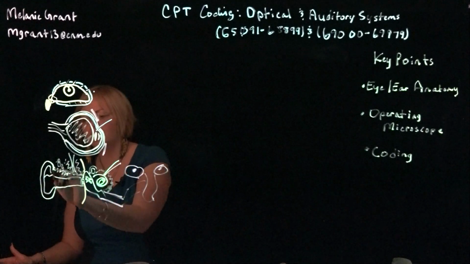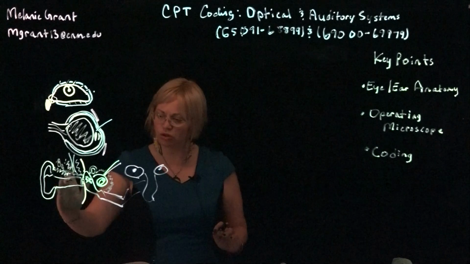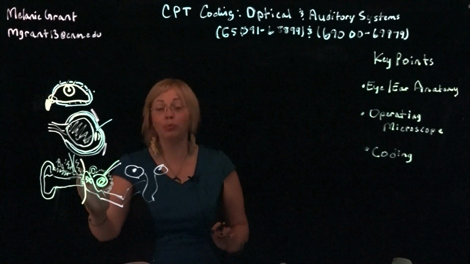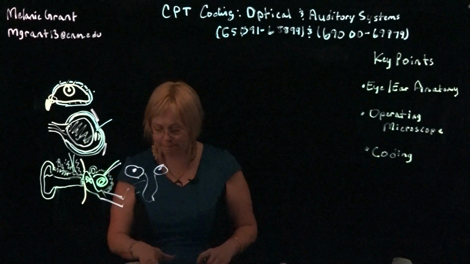On your external part of the ear, some things to pay attention to: it includes your auricle or the pinna, also known as the earlobe, your external ear canal, and the outer or external part of the tympanic membrane, also known as the eardrum.